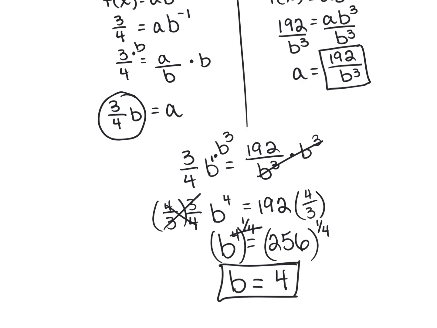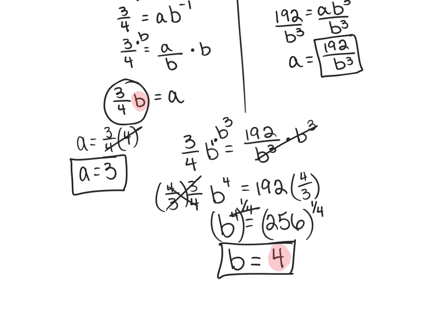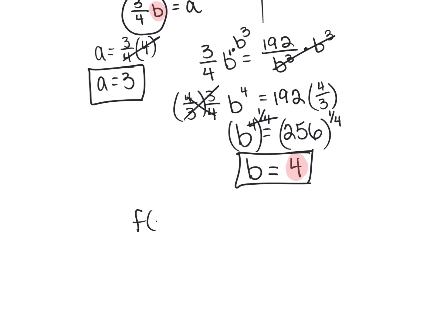So I'm going to block that in, because now I can use that to go back and figure out what b is. So I'm going to take this value for b, and I'm going to plug it into one of the two a's equals equations. So this one is going to be just a tad bit easier. So if I have a is equal to 3/4 times 4, then my 4's are gone, and a is equal to 3. Block that in. So I have my equation is going to be f of x is equal to a, which is 3, and then my base is 4 raised to the x power.